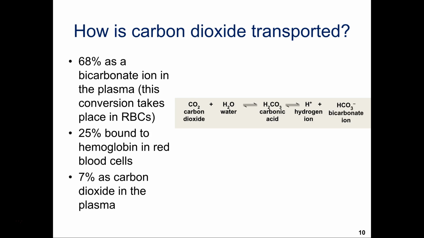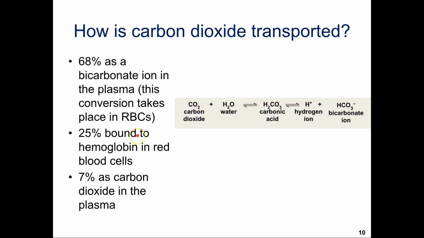And then 25% is bound to hemoglobin in your red blood cells. It's actually bound to those tiny little molecules. And 7% just floats through the blood plasma as carbon dioxide. So kind of like a soda pop, it's just floating around in there.